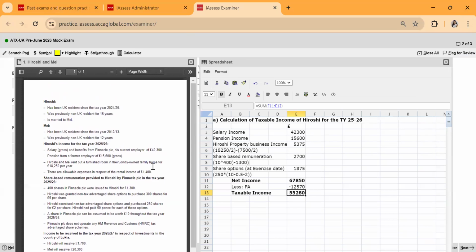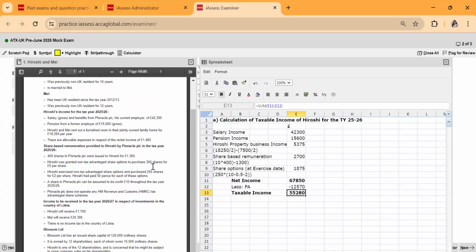Now, the first thing about the FIG scheme is that it is applicable when a person has a continuous period of non-residence for at least 10 years. Then the first 4 tax years after becoming a resident will be covered for the FIG scheme, right? Now Hiroshi was previously non-resident for 15 years. She became resident since 24-25. So 24-25, 25-26, 26-27, and 27-28. These are the 4 years when the FIG scheme can be availed. Clear? We can talk about that.